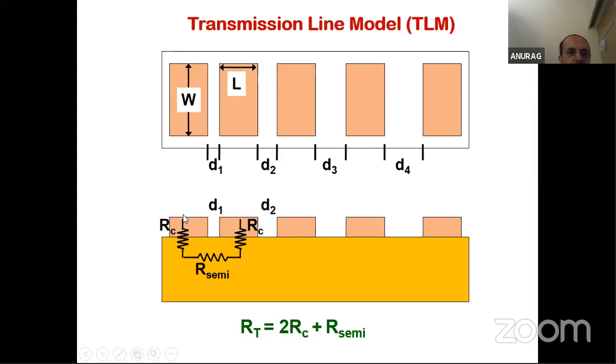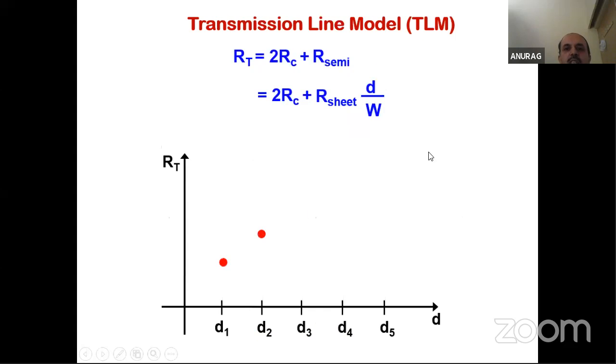In the cross section, I'm showing you this is the RC, this is the R semi, and this is the RC. So it is 2RC plus R semi. Now I take this equation: RT is equal to 2RC plus R semi, as I have told you, which is equal to R sheet times D by W. W is the width of this ohmic contact, and R sheet is the sheet resistance. You know what sheet resistance is: resistivity divided by the thickness of the sample.